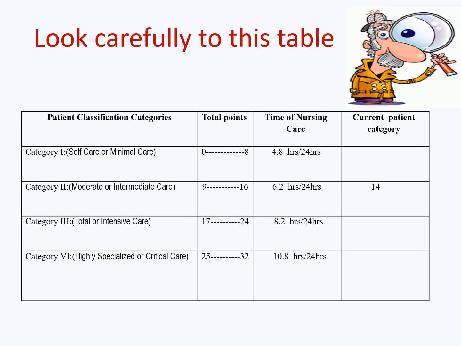Look carefully at this table. This is the category of the patients: category 1, category 2, category 3, category 4. At the assessment sheet you have done before, you will take the score of 14. This score 14 falls at category 2. This category 2 reflects the nursing care hours needed for this patient per 24 hours, all day. It would equal 6.2. And you have to know this table carefully.